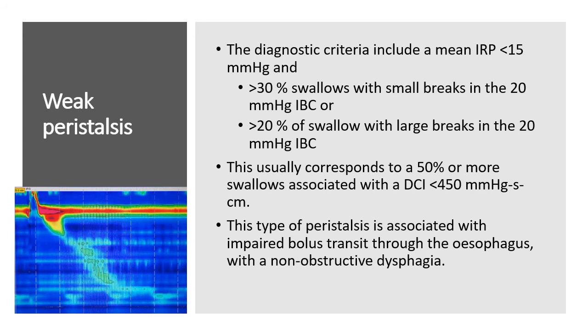This usually corresponds to 50% or more swallows associated with a DCI less than 450. This type of peristalsis is associated with impaired bolus transit through the esophagus with a non-obstructive dysphagia.